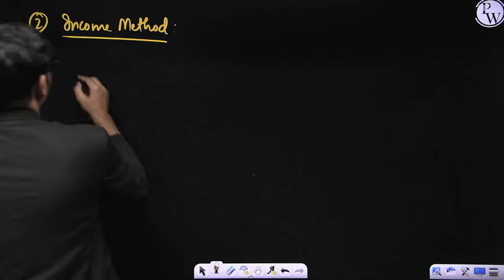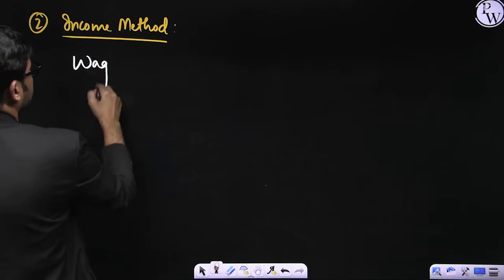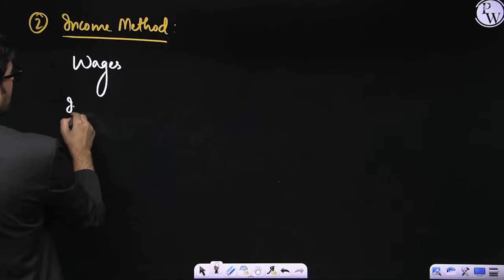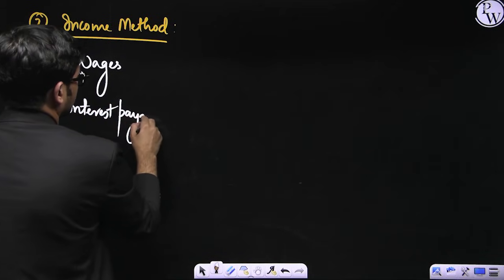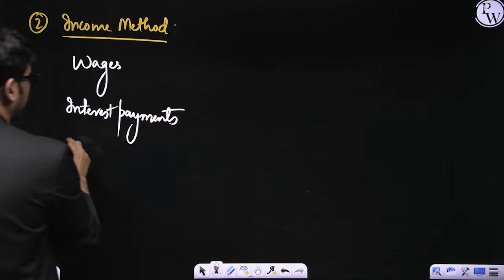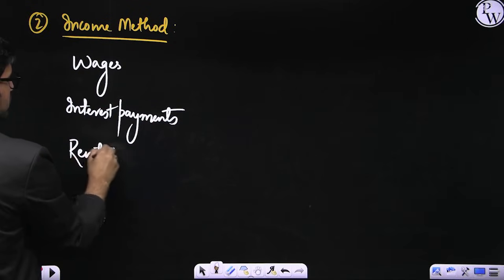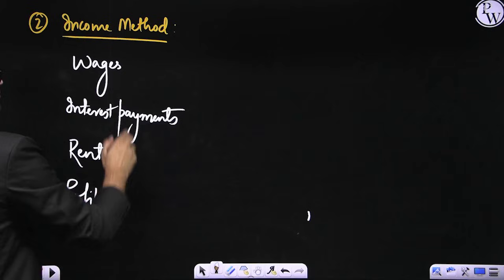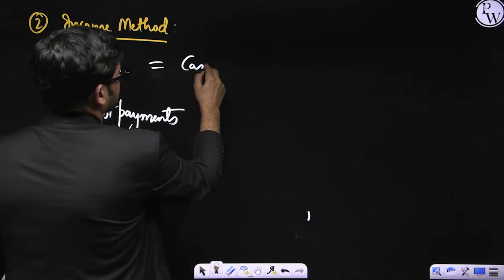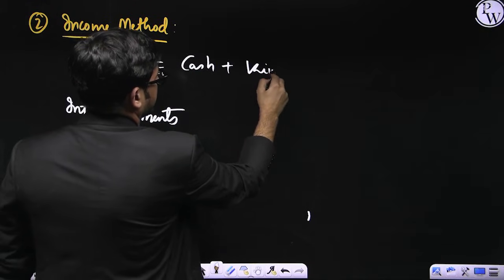This income would be distributed in the form of wages, in the form of interest payments, in the form of rent, and in the form of profits. Now, the wages could be in cash, wages could be in kind.